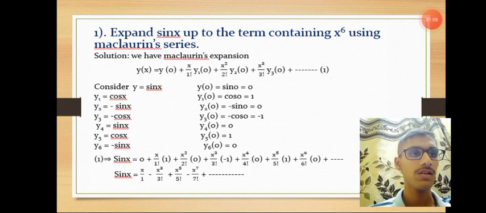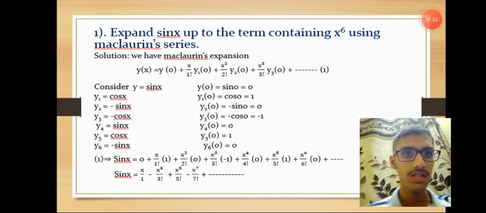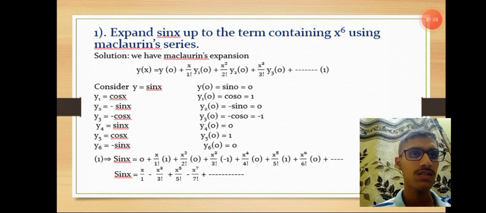First we have to write the Maclaurin series expansion for the expression. Then consider y is equal to the given equation. Here the given equation is sin x, so we have to consider y equals sin x. Then find out y1, that is first order differentiation of sin x. y1 is cos x. y1 of 0 is cos 0, that is 1. And then y2 is the differentiation of cos x, minus sin x, and y2 of 0 is minus sin 0 is equals to 0.